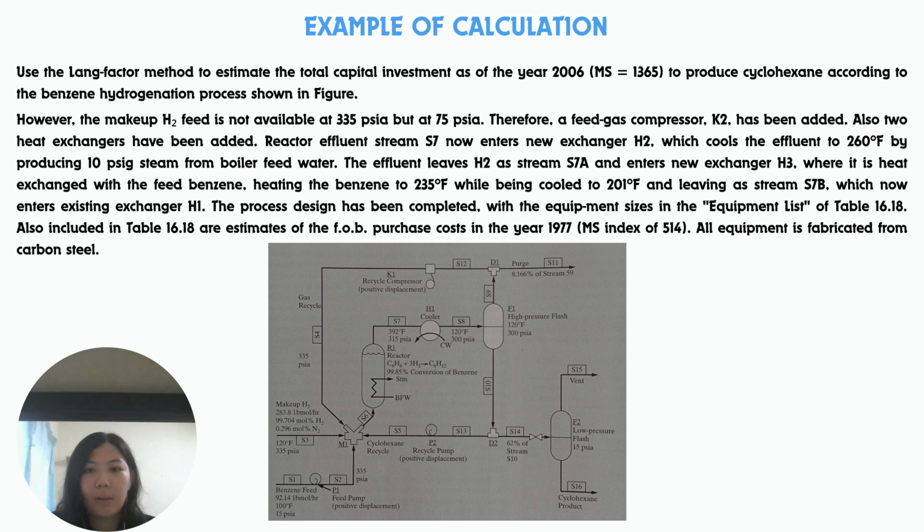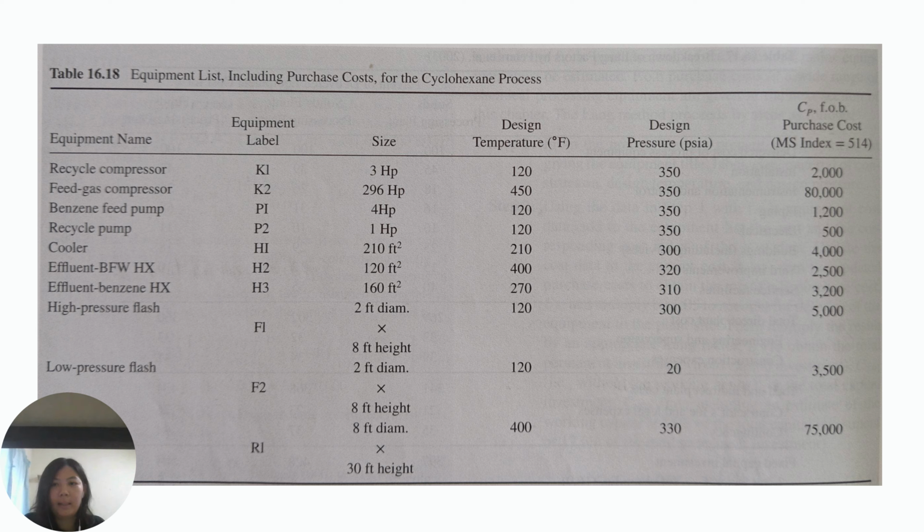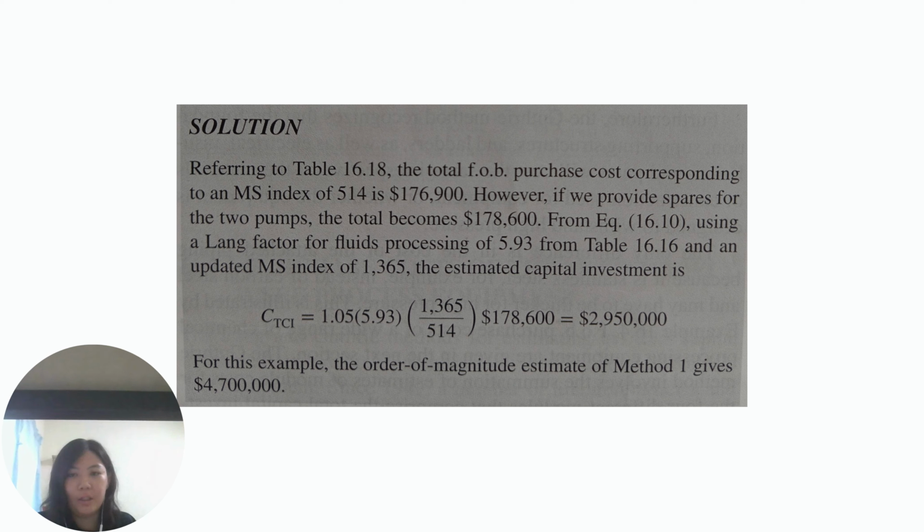The process design has been completed, with the equipment sizes in the equipment list of table 16.18. Also included in table 16.18 are estimates of the FOB purchase cost in the year 1977. All equipment is fabricated from carbon steel. And the equipment list includes the FOB purchase cost required for the equation in method 2. After that, just insert the calculated values and also the MS index into the equation to calculate the total capital investment.